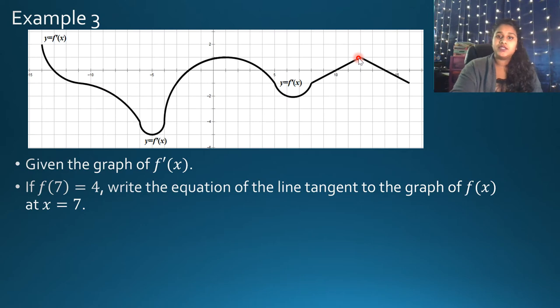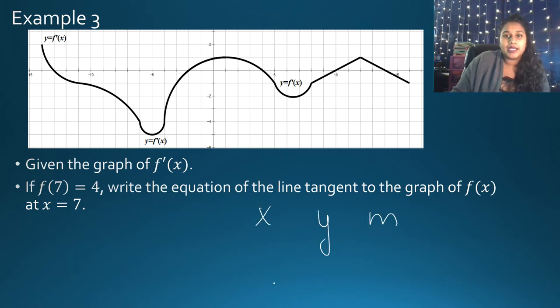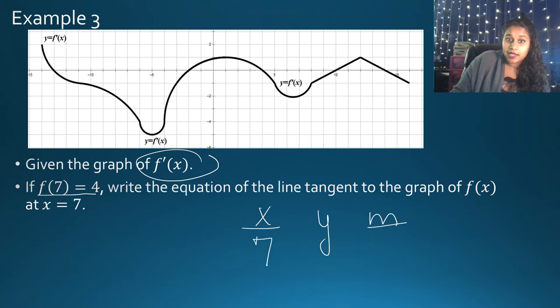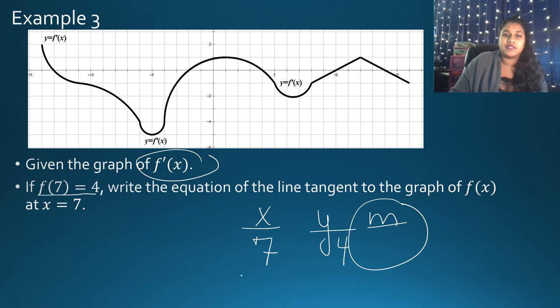Finally, write the equation of the tangent line to the graph of f of x at x equals 7. Well, what do I need to write a tangent line equation? I need x, I need y, and I need m. If this is the graph of f prime of x, then I have information about slope and I have information about the independent variable. But look here, they gave me even more information. My x is 7. They even gave me my y of 4. All I have to do is find m, and I can find that using the graph itself.